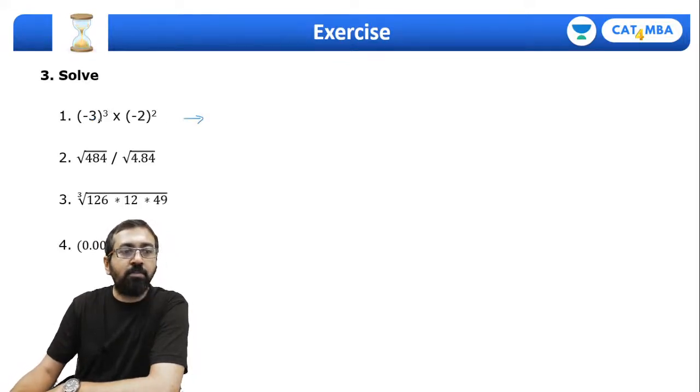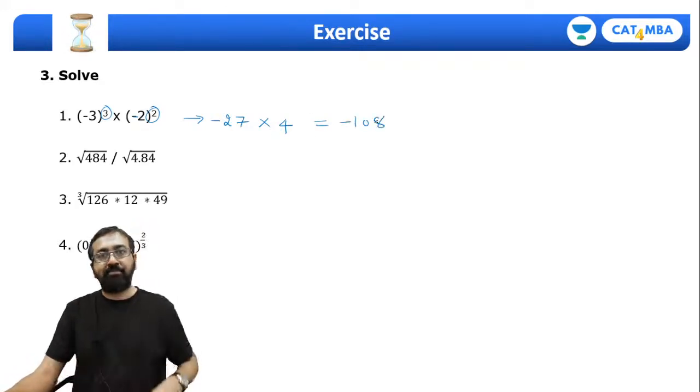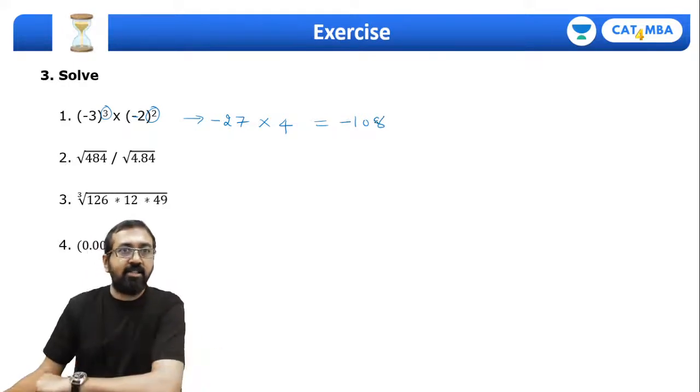Minus 3 cube. Now please remember, whenever you take odd power of a negative number, the result will be negative. This will remain minus 27. This minus sign will remain there. Whenever you take even power of a negative number, the result will be positive. So minus 2 square is positive 4. 27 4s are 108. So the result is minus 108. Right? So it was like this.